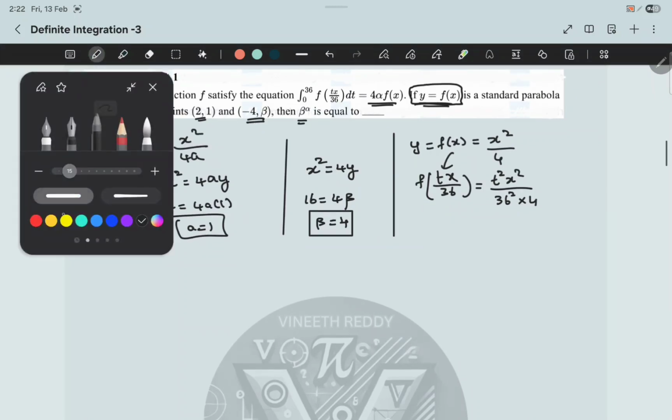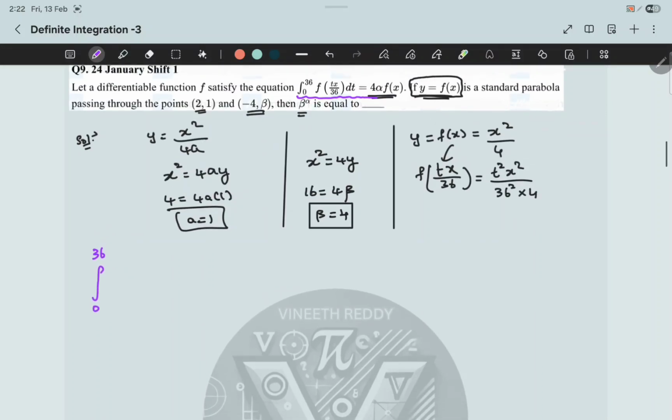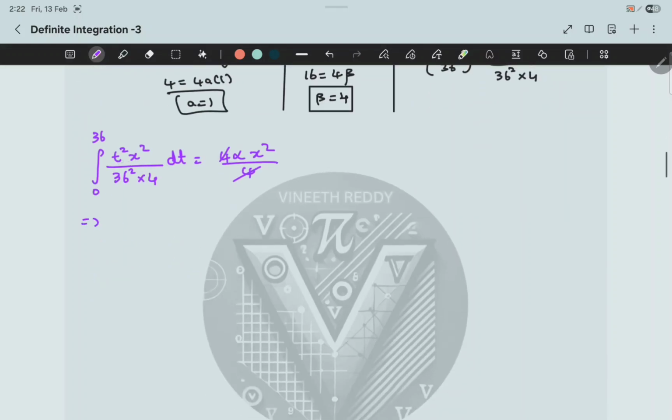Now let us calculate this value. So the integral of 0 to 36, instead of f(tx/36), we can write t square x square by 36 square times 4 dt, and that should be equal to 4 alpha into f(x), which is anyway x square divided by 4. So we can cancel this 4. Now since the limits are with respect to t, x square will be a constant, and that can be taken outside, and 36 square and 4 also can be taken outside. So what remains is the integral 0 to 36 of t square dt, and that should be equal to alpha x square.